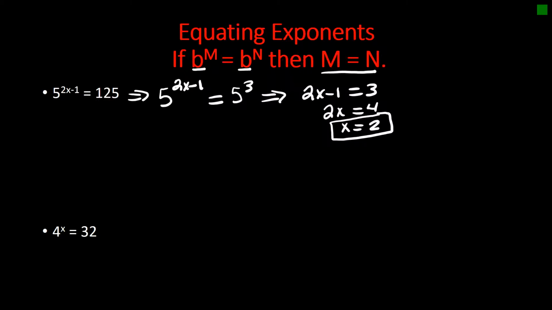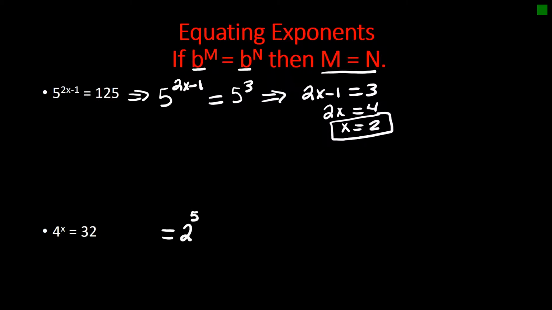The next problem we have, 4 to the x equals 32. Well, 32 is not a power of 4. It's not 4 to some power. It is 2 to some power. So 32 is the same as 2 to the 5th power.